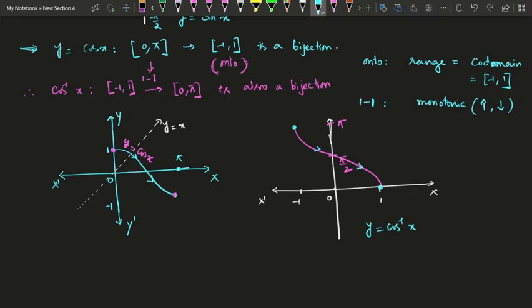Obviously it is a monotonic function in the closed interval minus 1 comma 1, hence it is one-one, and the whole graph is between 0 and pi. Obviously its range is the closed interval 0 comma pi. This is the graph of y equals cos inverse x. It is neither an even nor an odd function.